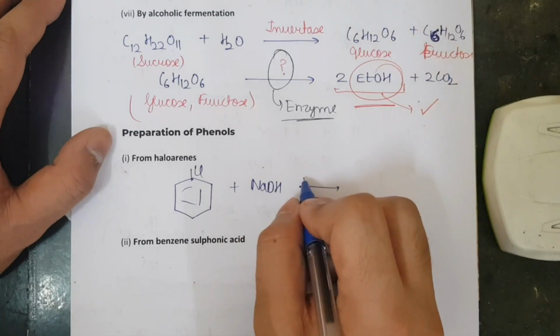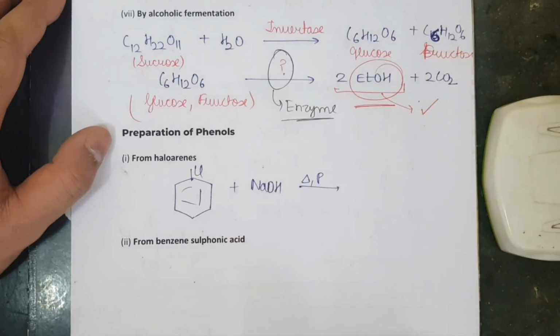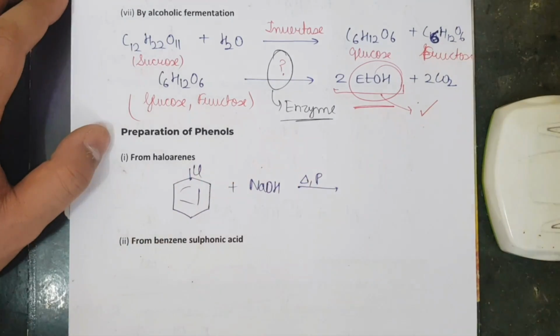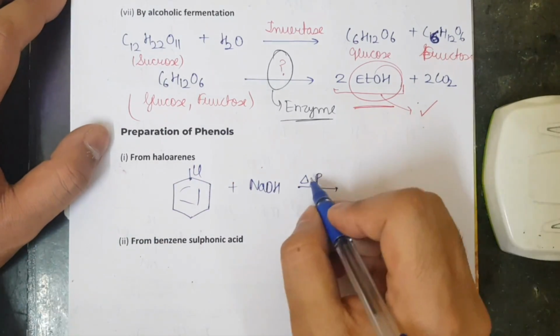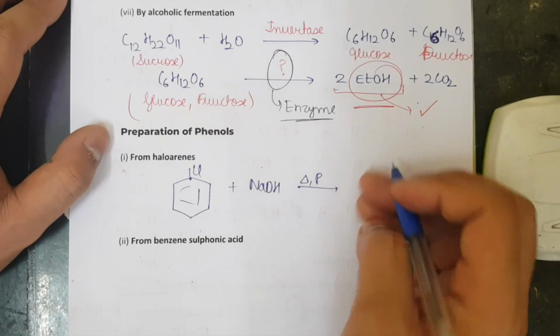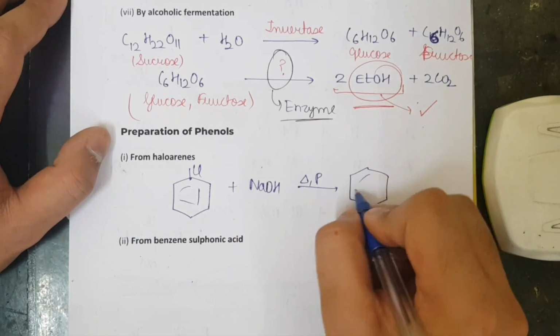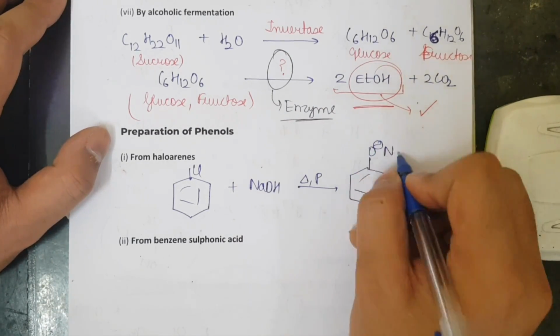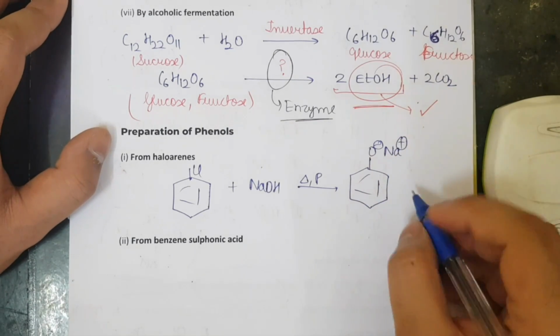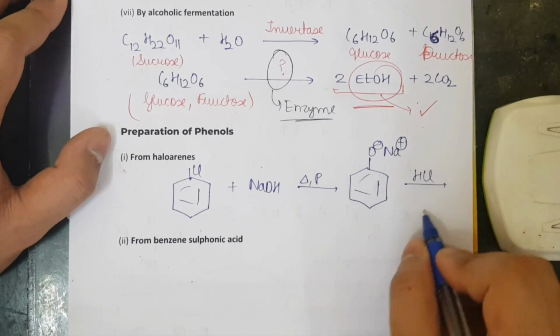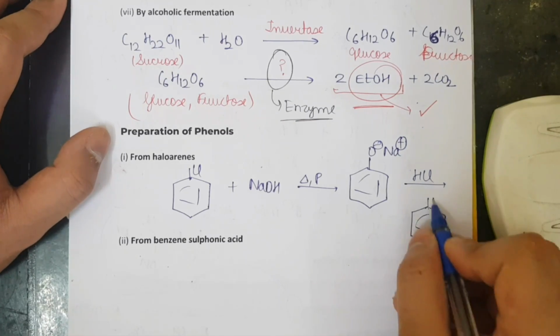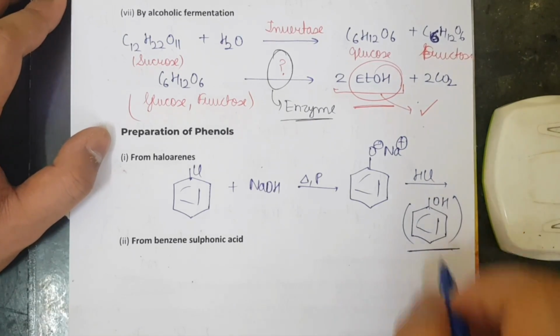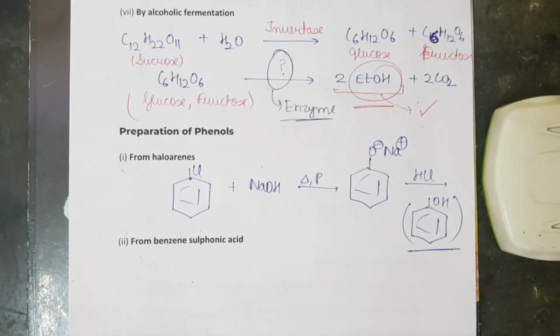First of all, high temperature and pressure should be there because this bond is a partial double bond, so it is difficult to break. So high temperature and pressure gives me the formation of O minus Na plus. If I react this with H2O or HCl, whatever, I get the formation of phenol. So this is one of the methods used for the preparation of phenols.